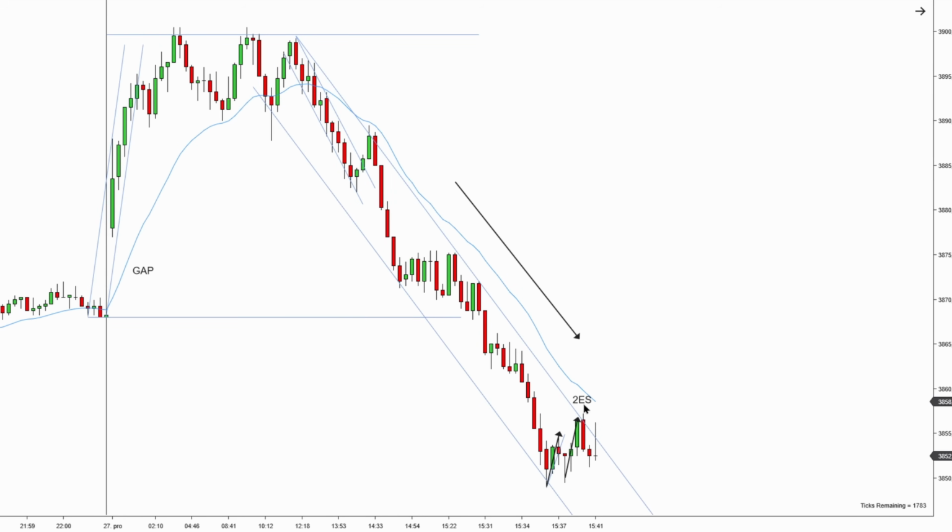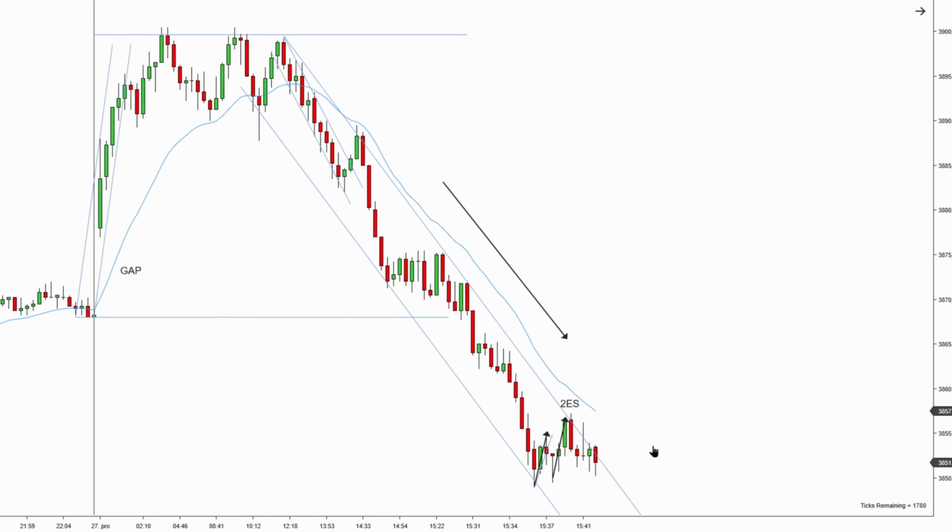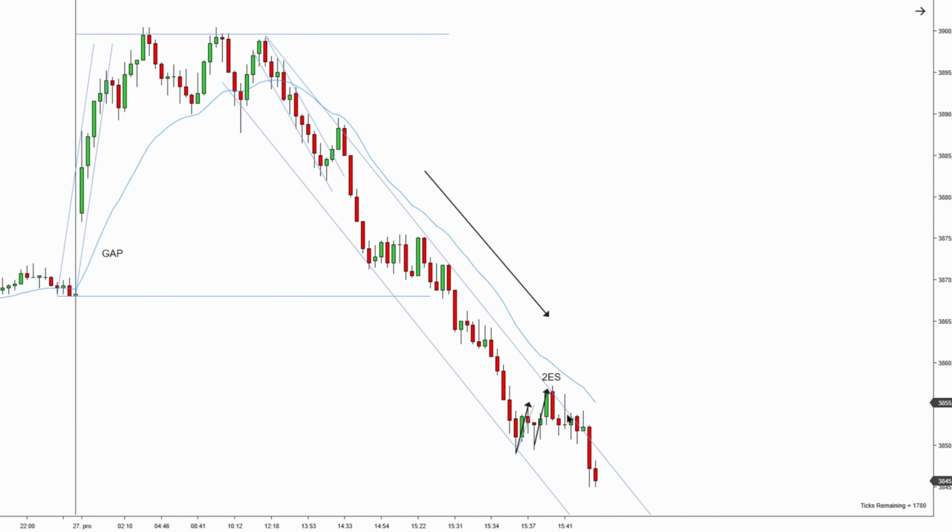If these two setups formed near the EMA, these would have been perfect, but they are still far away from the EMA. And you can see how powerful these patterns are because the trend line keeps holding. Unfortunately, it was way too aggressive, too far from the EMA.